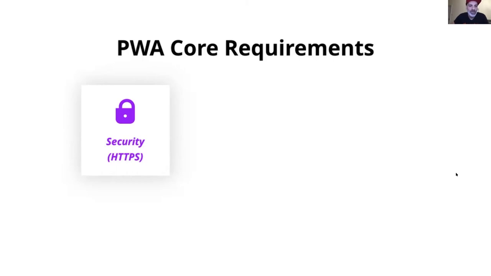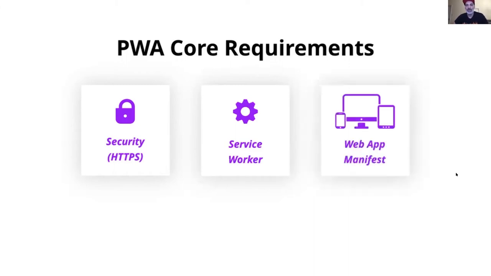So we need this channel and it needs to be secure. The next thing is we are going to be using what is called a service worker. And the service worker is mainly going to give us offline. So all of these offline features we are going to get mostly from the service worker. And I'm going to cover this a little bit more later.